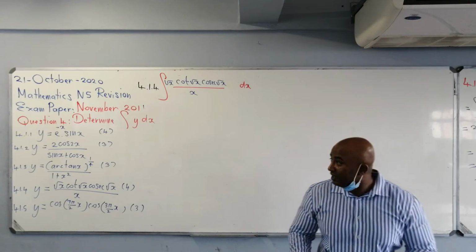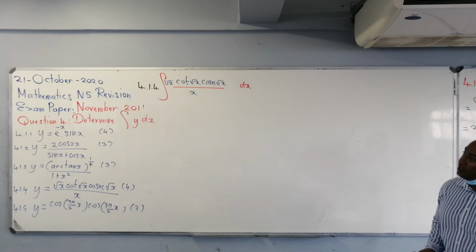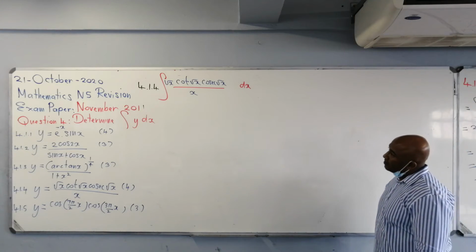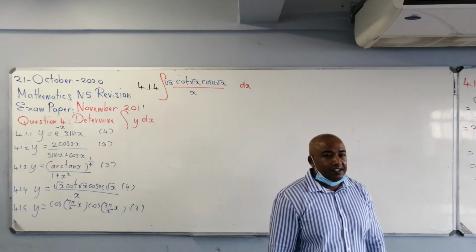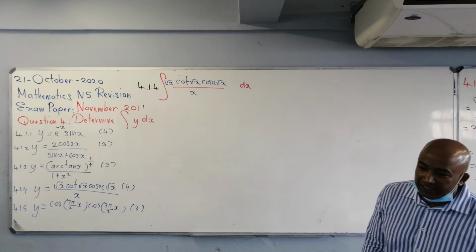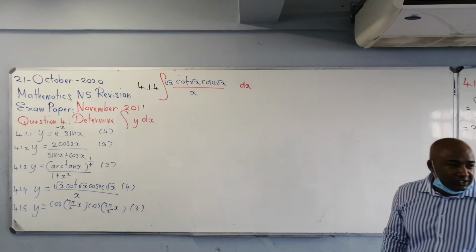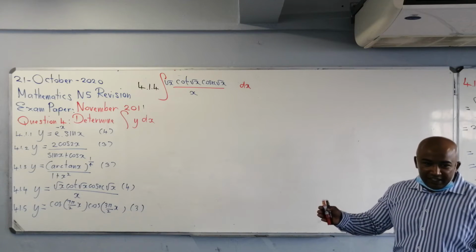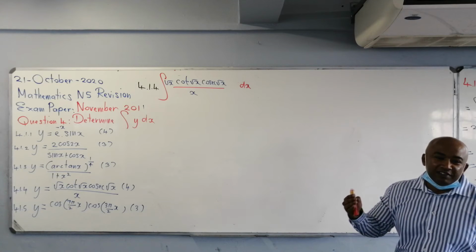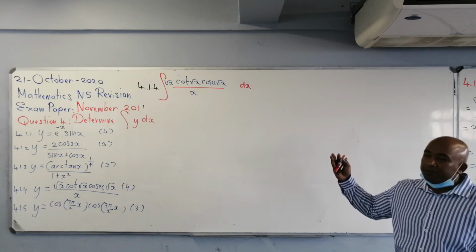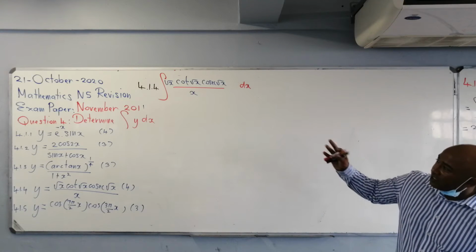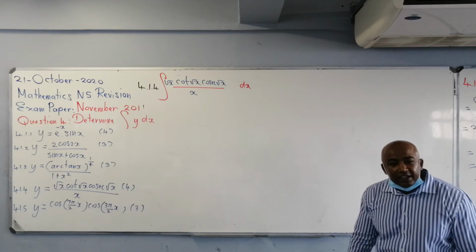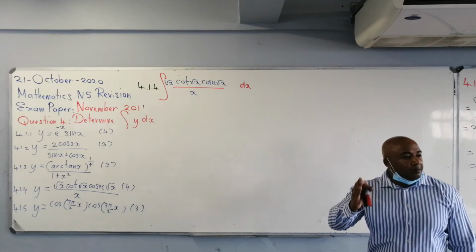Alright. What do we have now? 4.1.4. You notice there's cot times cosec. So straight away, as I said, you must know your differentiation. Otherwise, you'll be puzzled. You'll get confused with the square root x and be focusing on that. The main thing is you must have that table in your mind.